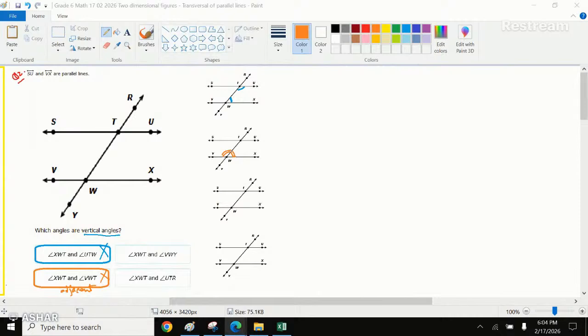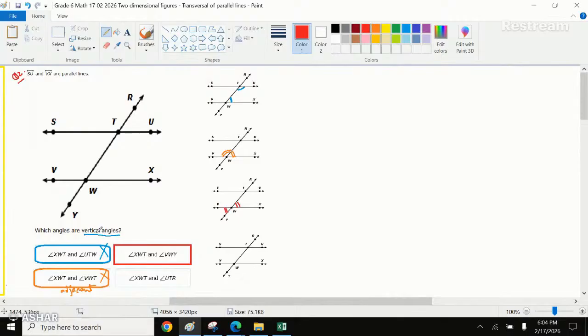Okay. Let's look at the third option. And the third option says, let's have a look. I'm trying to do the correct option. Okay. For the third option, it says we have the angles X, W, T, and VWY.